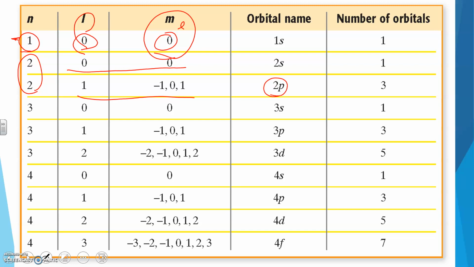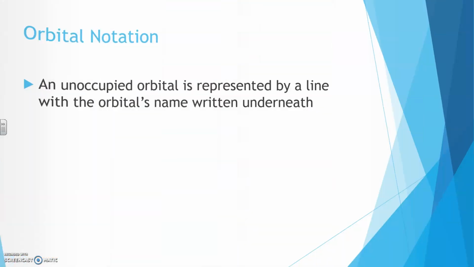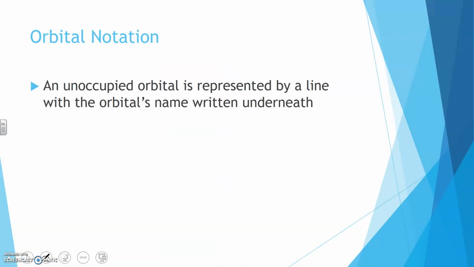Then you go up to the third energy level, you add in your d orbital, which again has 5 different orientations, and then you add in the fourth energy level and you add in an f, with its 7 different orientations. All right. So now we're going to get into orbital notation.